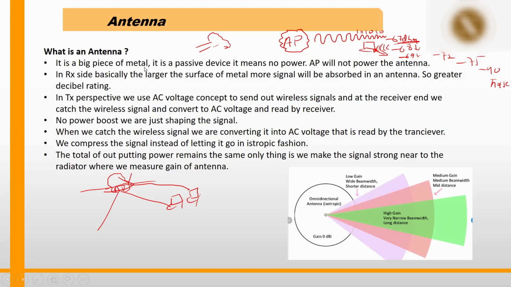So it is a big piece of metal. It is a passive device, which means no power. So the antenna is a passive device. What is a passive and active device? Obviously the transmitter is going to generate the AC signal, and we know how the AC signal is generated. Once the AC signal travels on the copper wire through the antenna cables, the lightning arresters, and some multiplexers or signal boosters, it will reach the antenna.